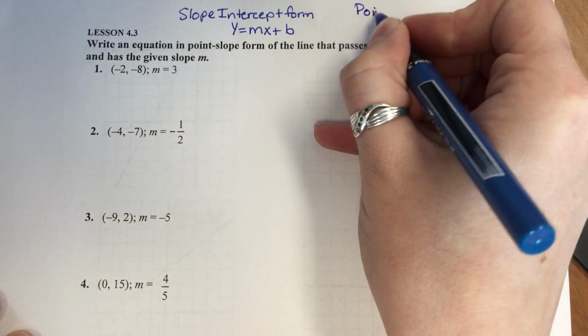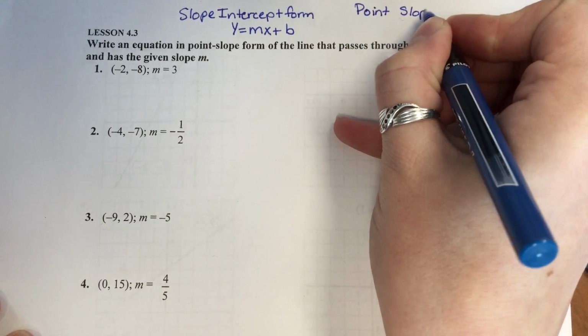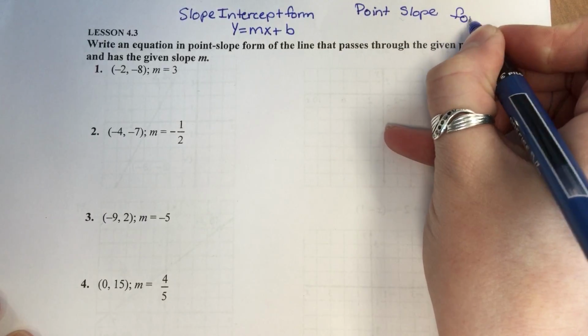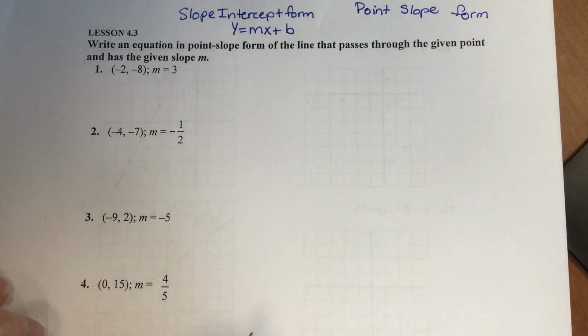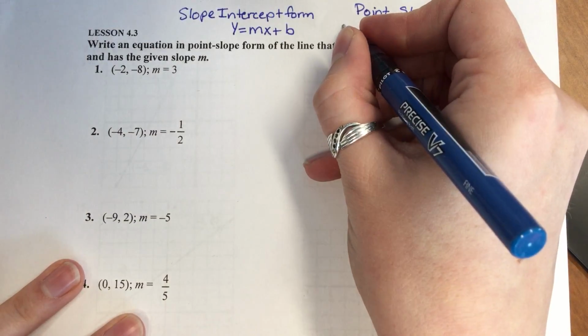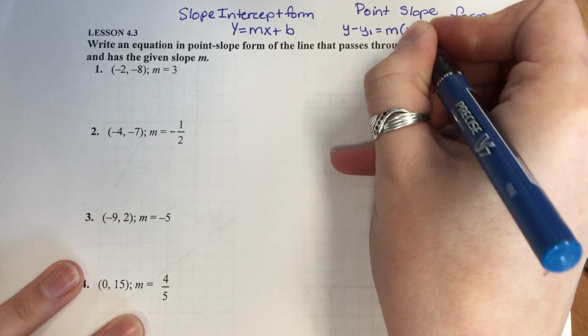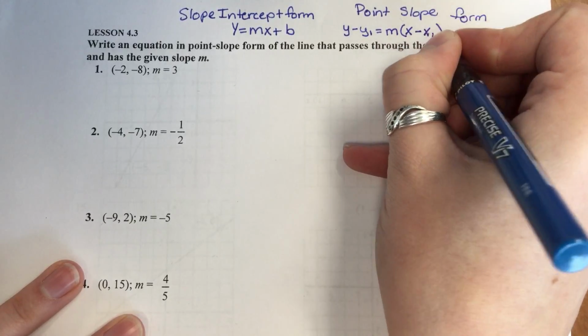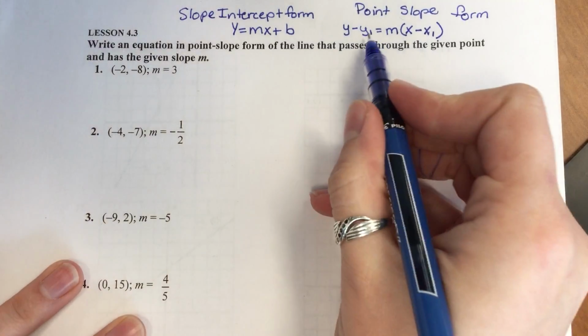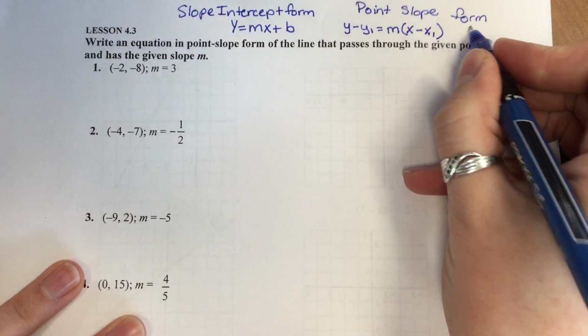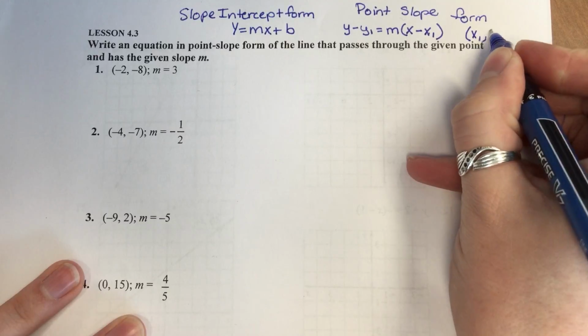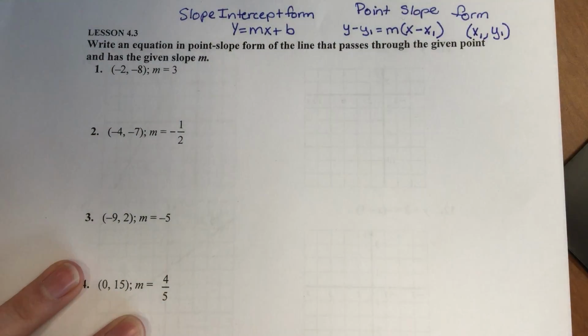Point-slope form allows us to just plug in a point and a slope and done, have your line, okay? And the equation for that is y minus y1 equals m times x minus x1, where y1 and x1 come from the point x1, y1, and m is obviously slope, okay?